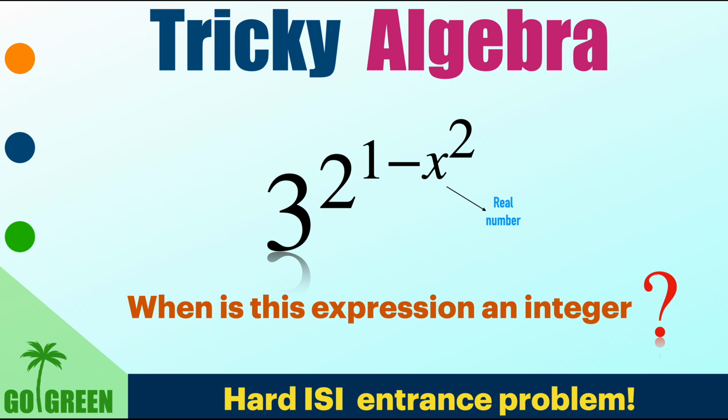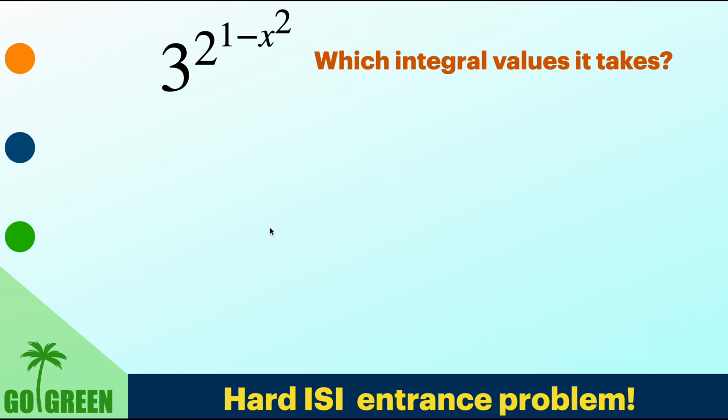You can obviously see some values of x for which this gives you integers, but those are not all. Actually, there are some other tricky values of x for which this expression gives you integers, and there are many actually. That is the purpose of this video. So let us start with the question 3^(2^(1 - x²)). The question is which integral values it can take, and then how many such x values are there for which these integral values are taken.